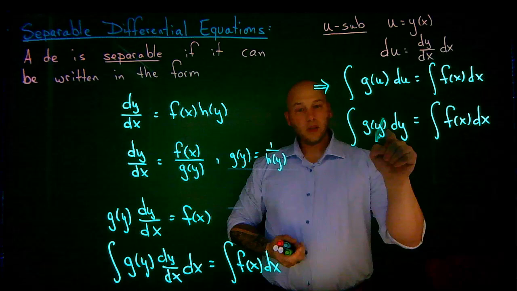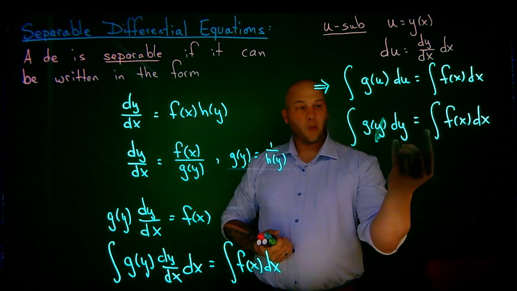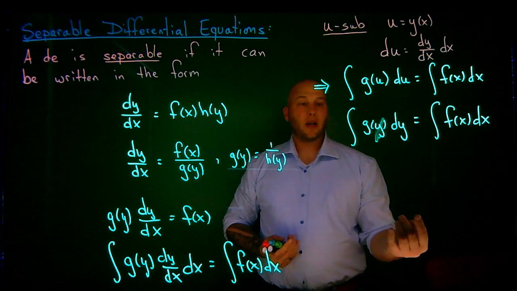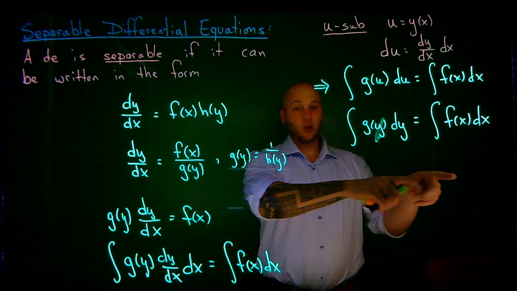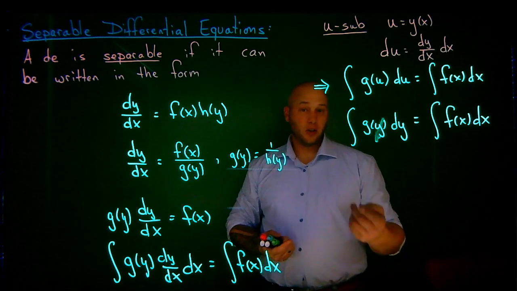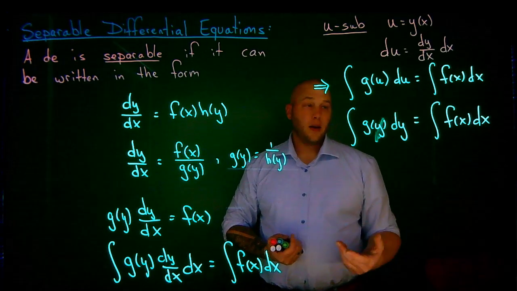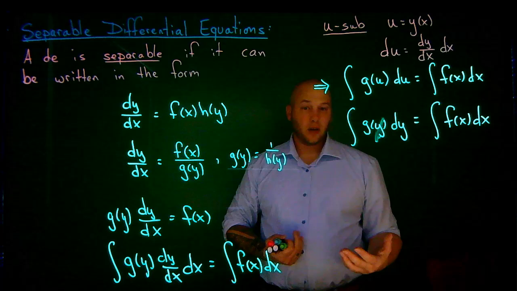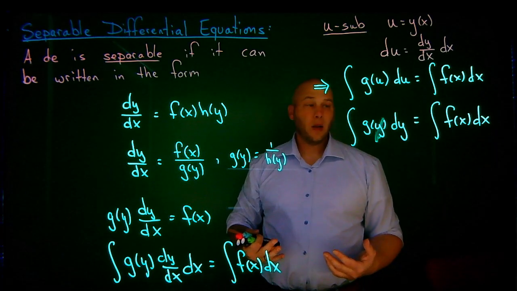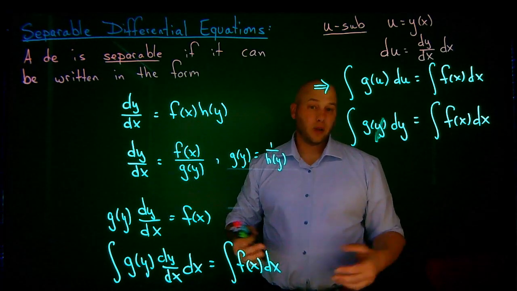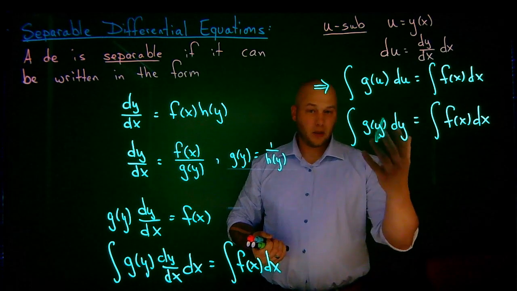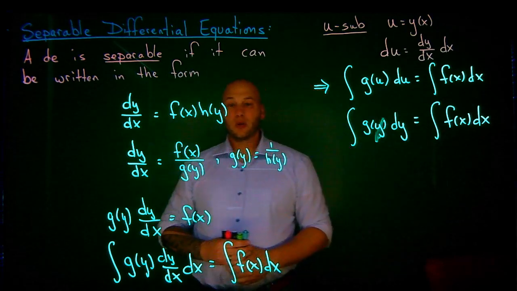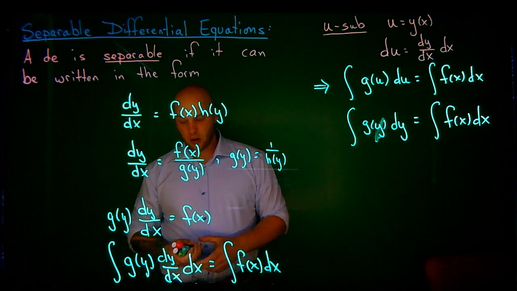and integrate. Once I get to this step, I'm going to integrate both sides, and then I'm going to have an expression in y and an expression in x. If I can actually solve for y, then I can get an explicit function. If I cannot solve for y, then I could have an implicit function. But that's going to be the general procedure for how we use the technique of separation of variables.